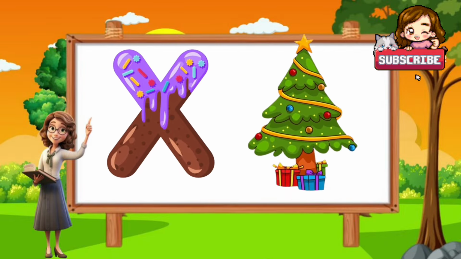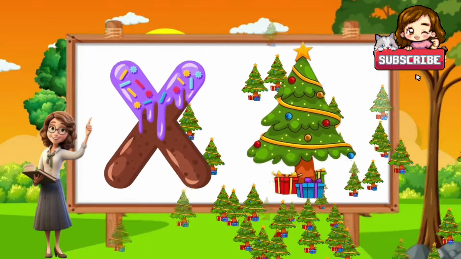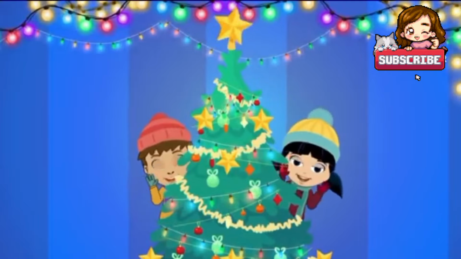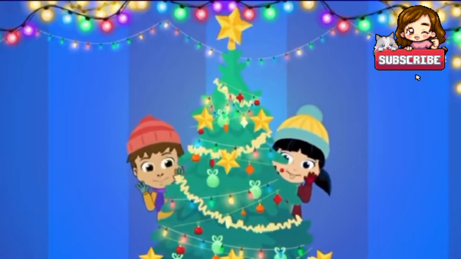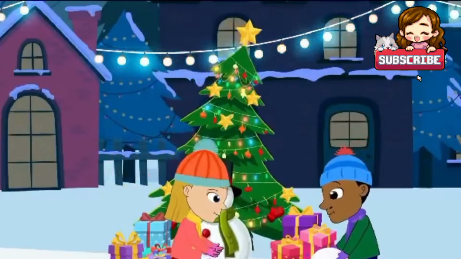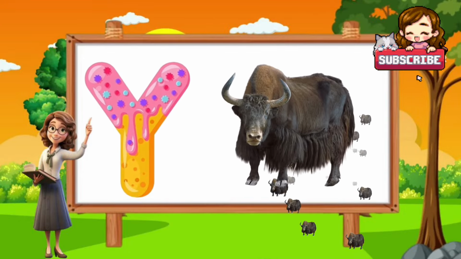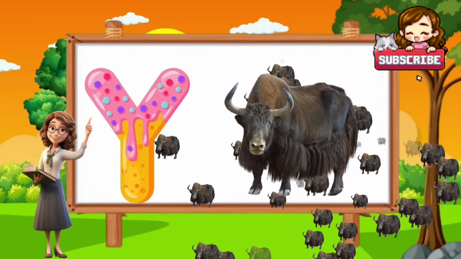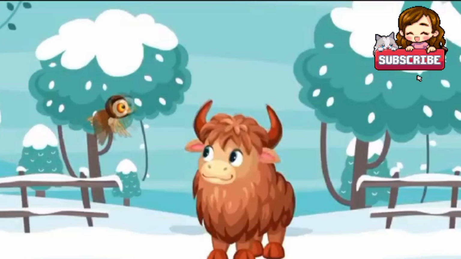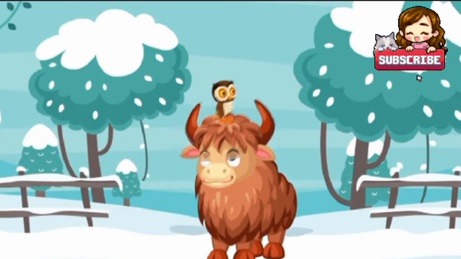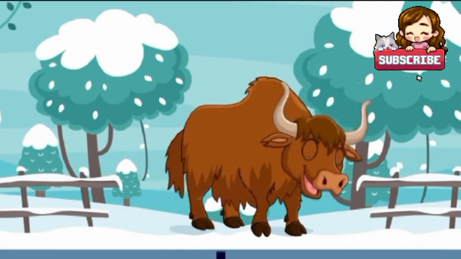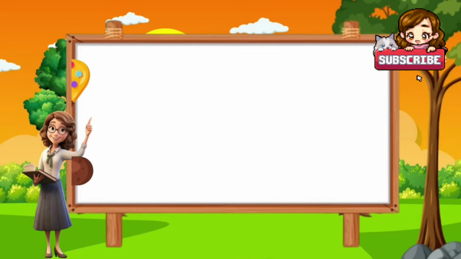X for Xmas. Christmas tree, oh Christmas tree, how lovely are your branches bright. Y for yak. It's a yak, it's a yak. Yak, yak, yak, it's a yak.